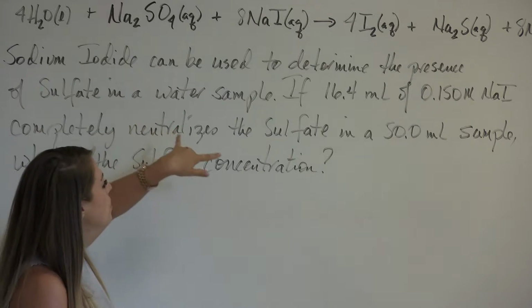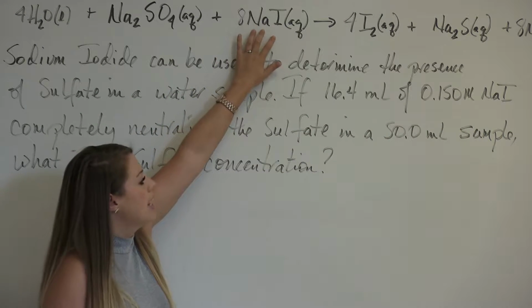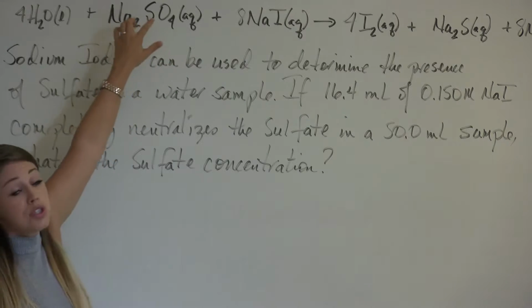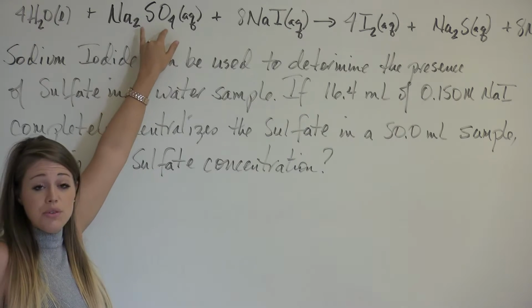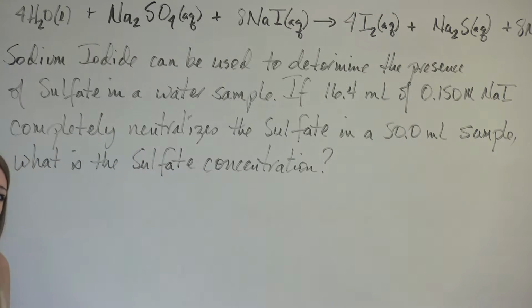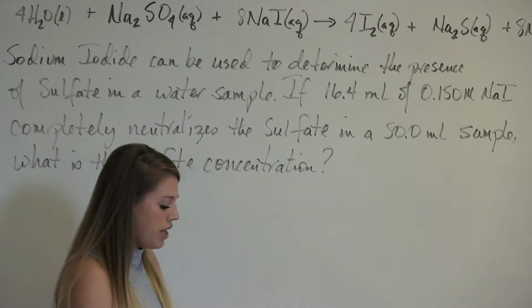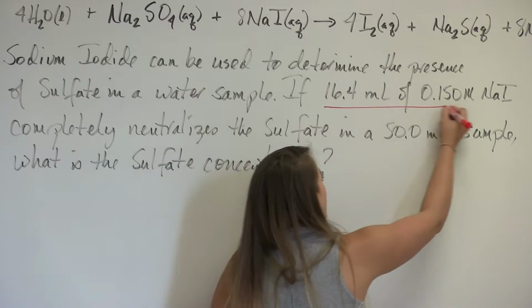So I've given you information for one reactant, sodium iodide, and we want to know what's the concentration of the sodium sulfate. The sulfate ion, because we know when this is dissolved in water, this is going to dissociate, so we can get the concentration of just the sulfate ion. So what we're going to do is first we're going to need to get this into moles, because we know that we cannot compare anything unless it's in moles, so we have to use stoichiometry.